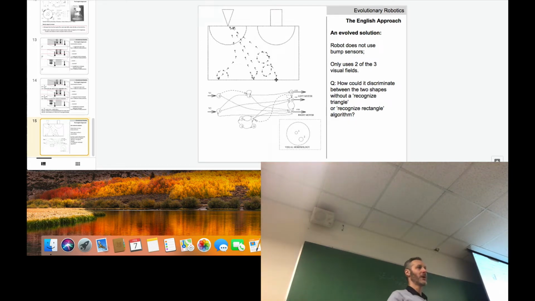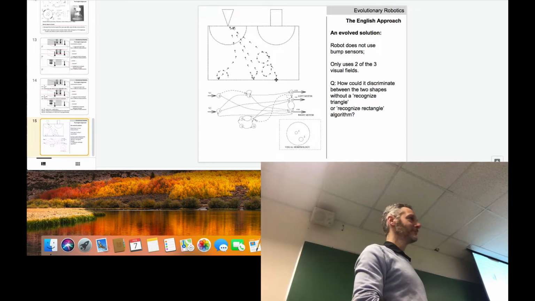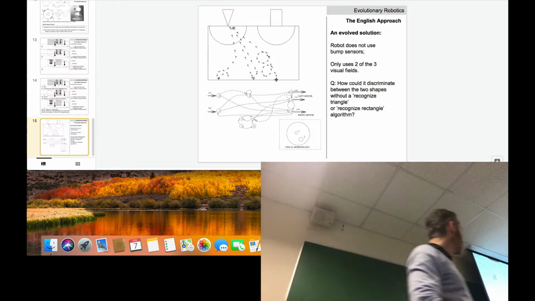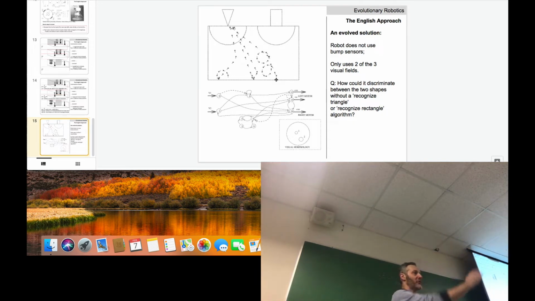What is the gantry robot doing? Is this an optimal solution? Given those 4 initial conditions, is this the best thing that the robot could have done? Definitely not. Why not? I mean, some of them are spinning. They're not going in a straight line. We're getting this strange corkscrew type behavior instead of heading straight for the triangle.